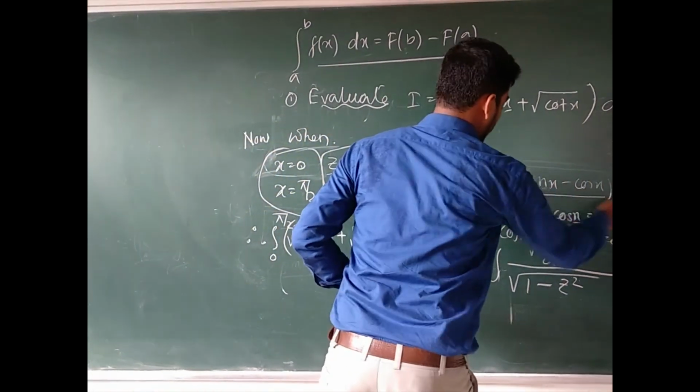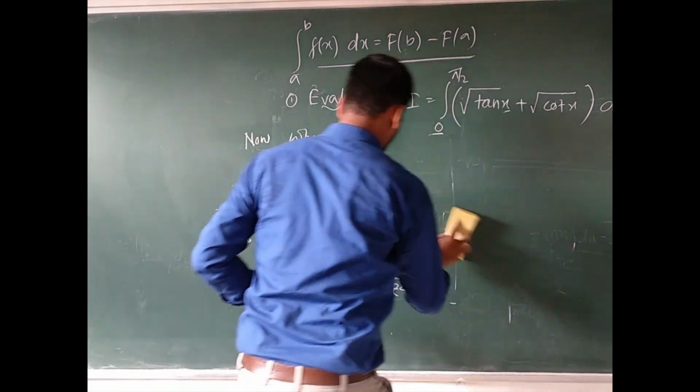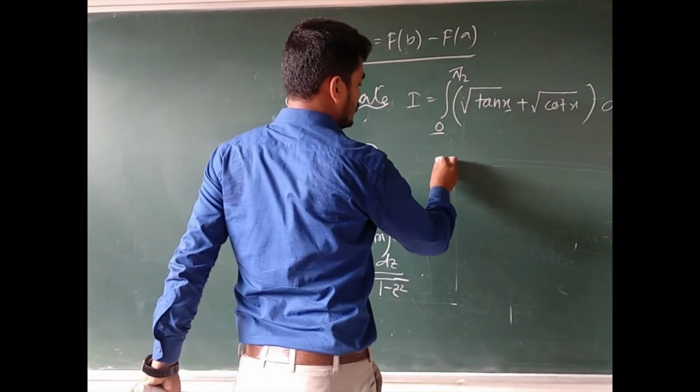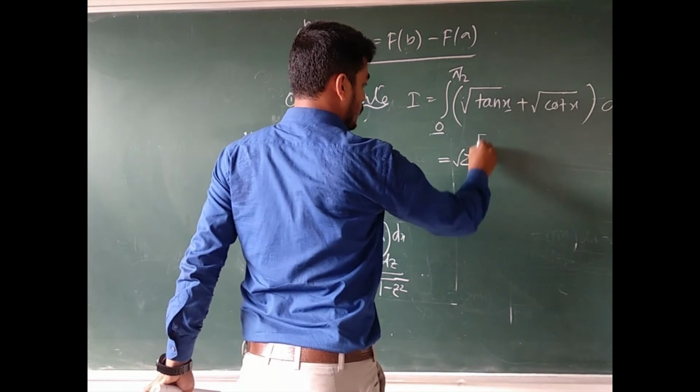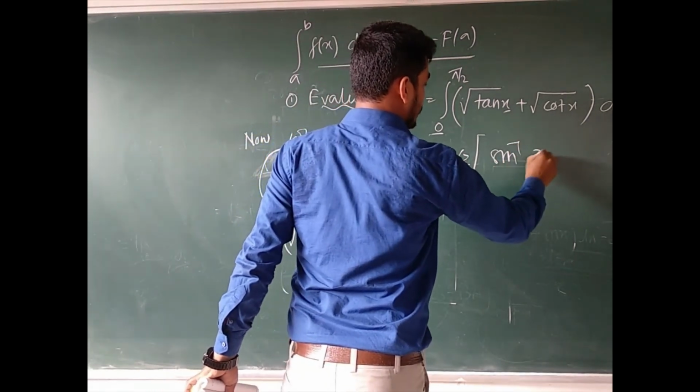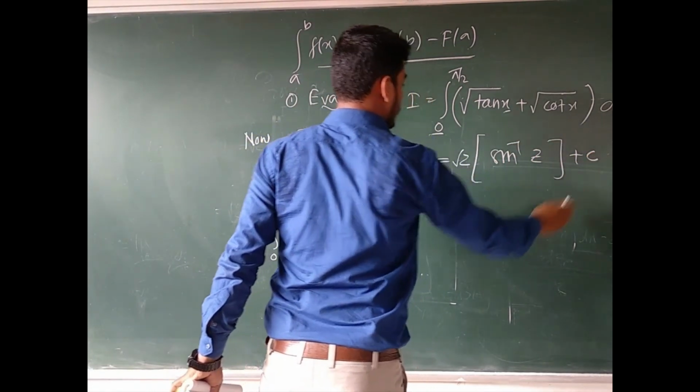Now we can easily put that in. So what is the formula for this one? Root 2, the formula is sin inverse z plus c.